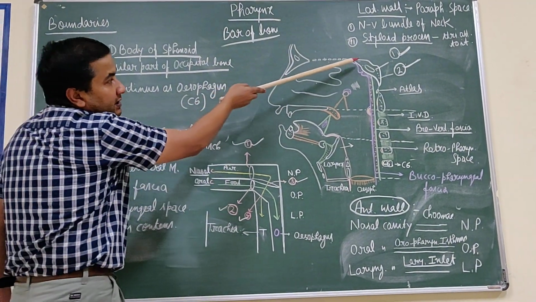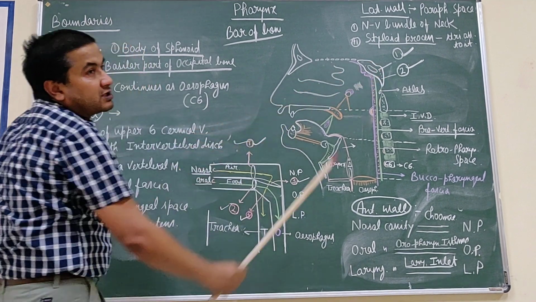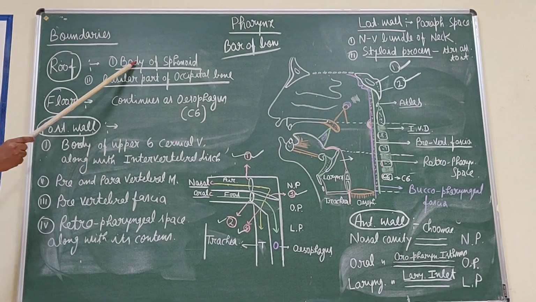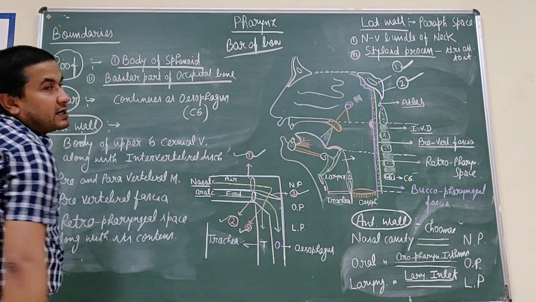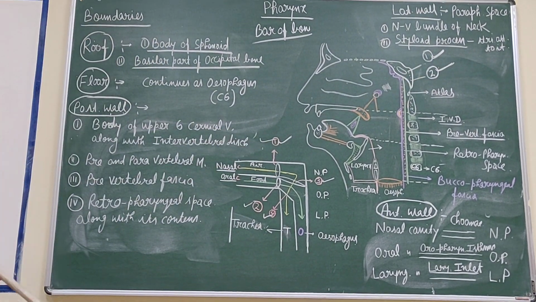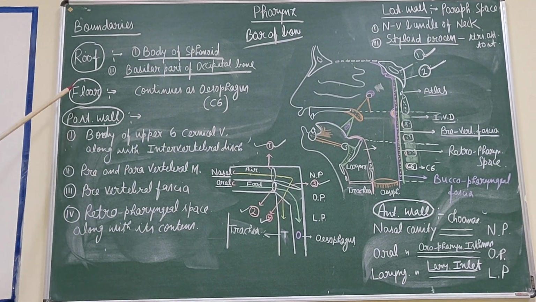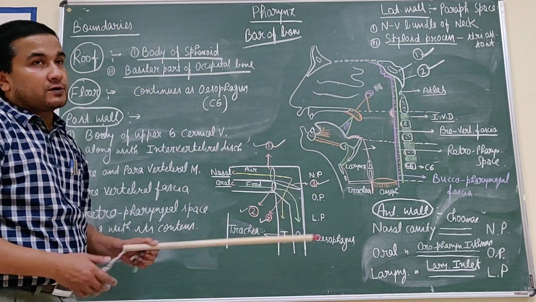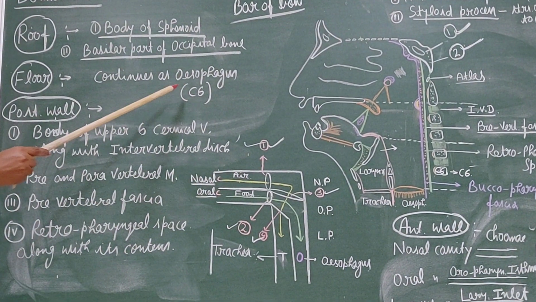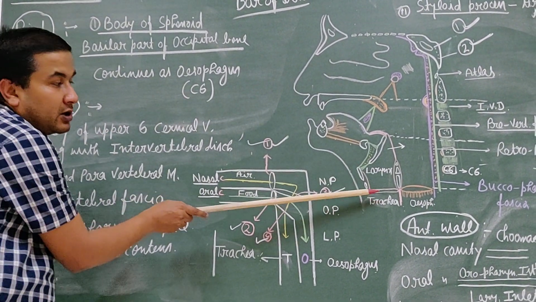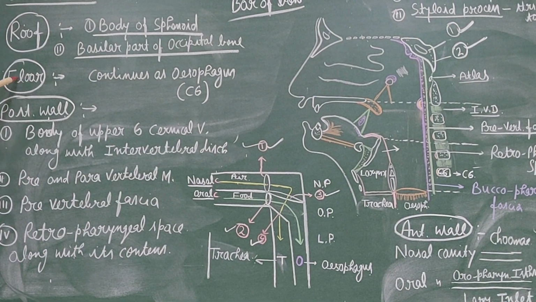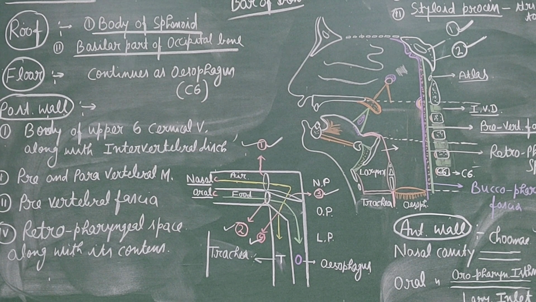The roof is sloping type and it is continuous with the posterior wall. So finally, the roof is formed by the body of the sphenoid, in which the sphenoidal air sinus is present, and the basilar part of the occipital bone. Now the floor. This is the floor. The floor is continuous with the esophagus at the level of C6 or the lower border of the cricoid cartilage.